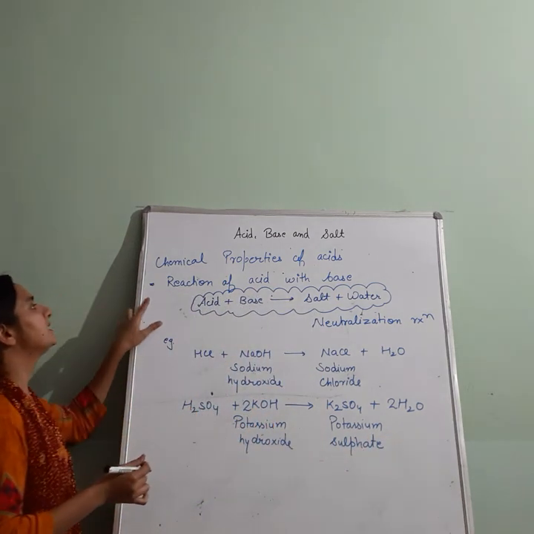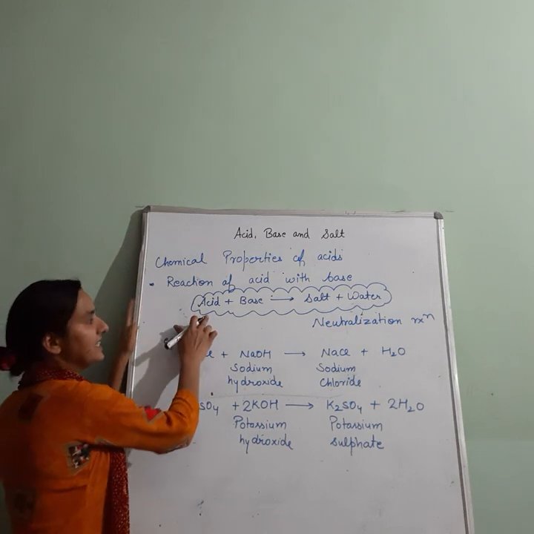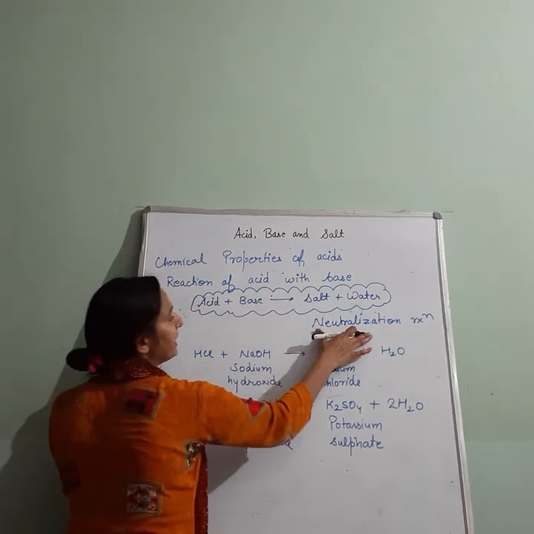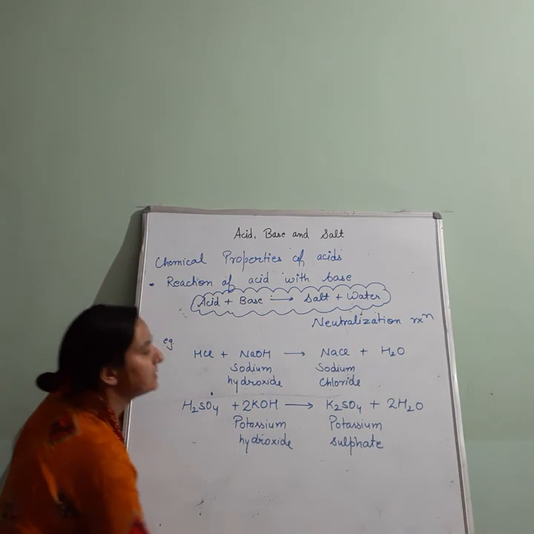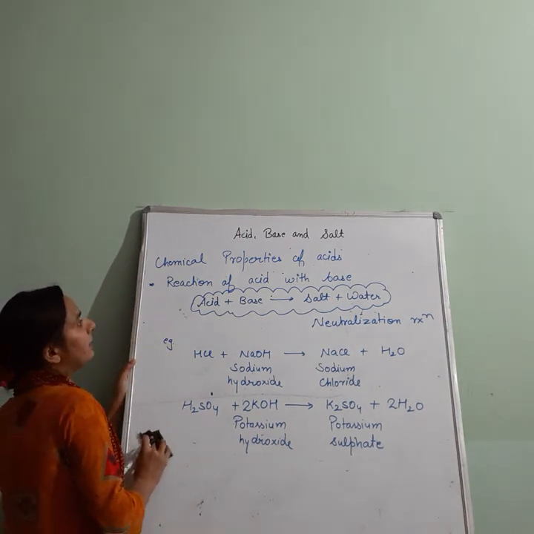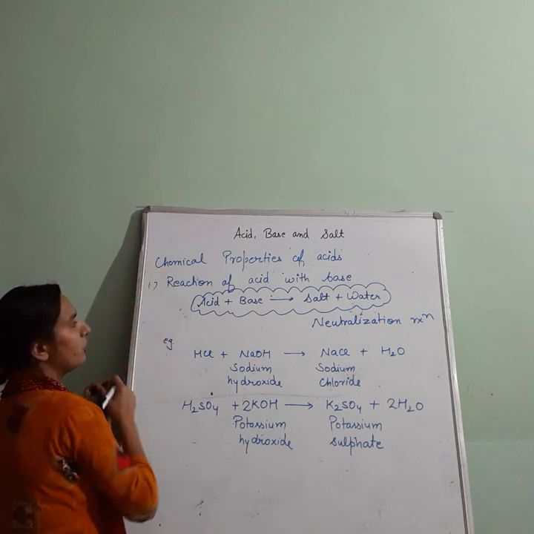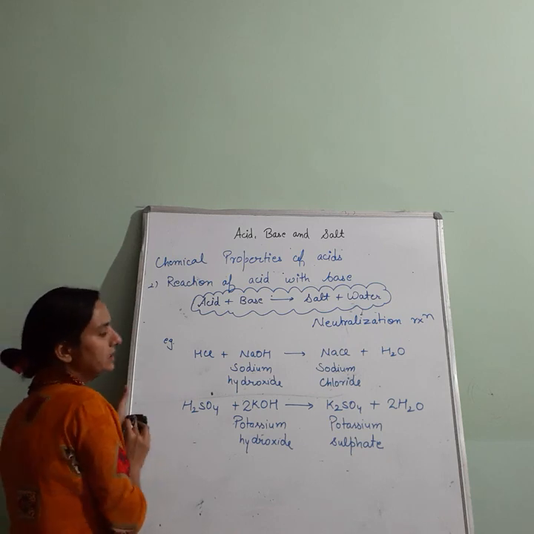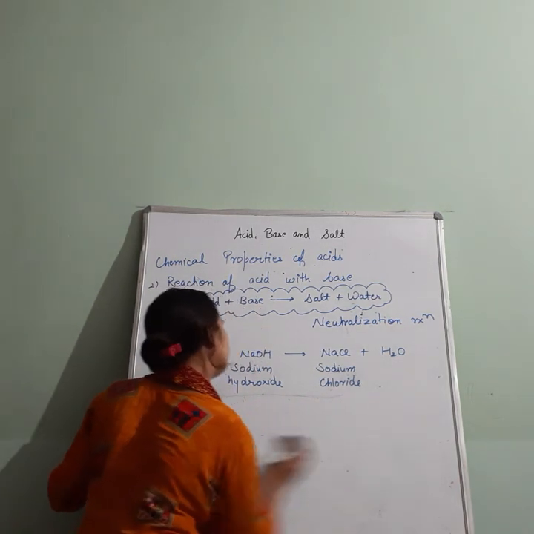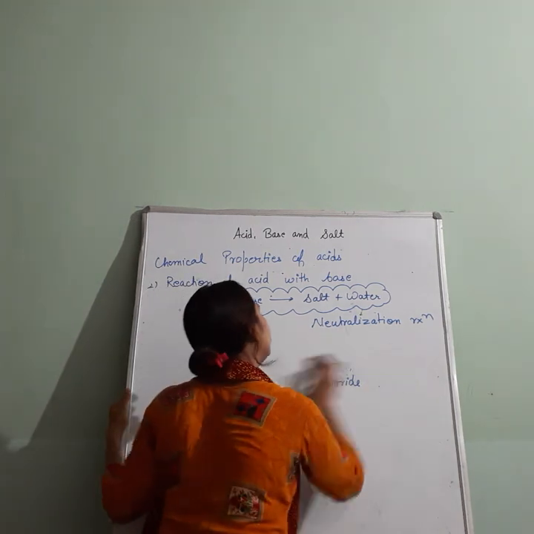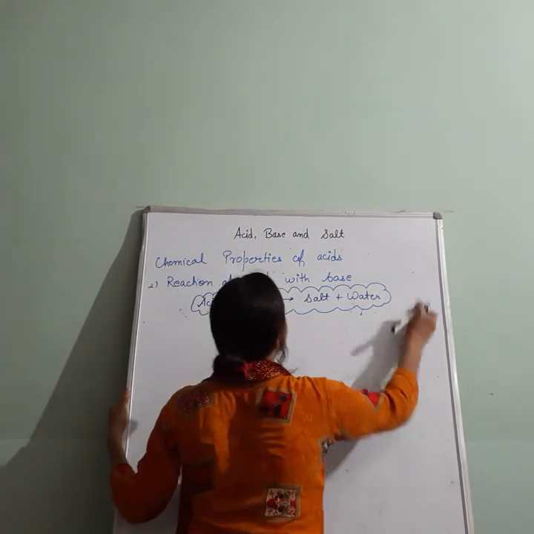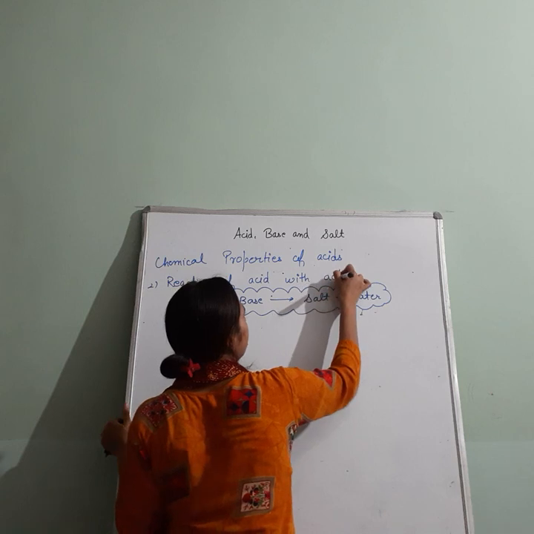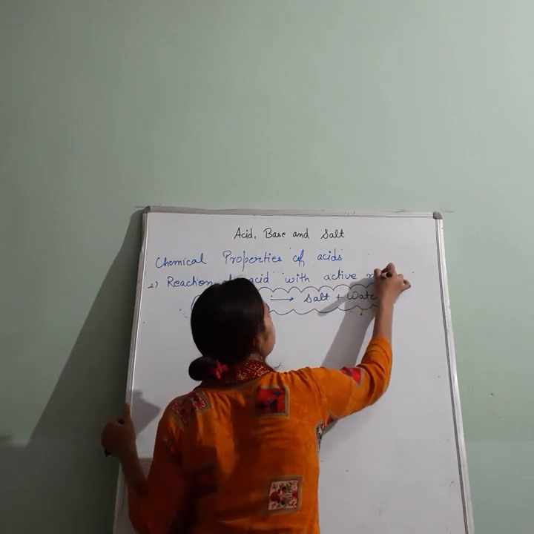This one is the first chemical property of acid. When acid reacts with base, they form salt and water. This reaction is known as neutralization reaction, and these are the 2 examples. Now, the second chemical property, reaction of acid with active metals.